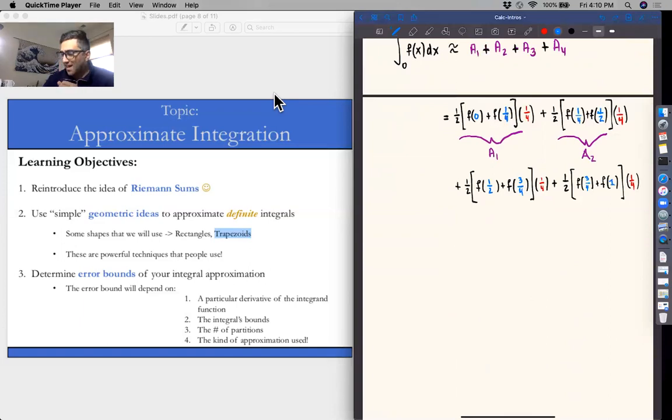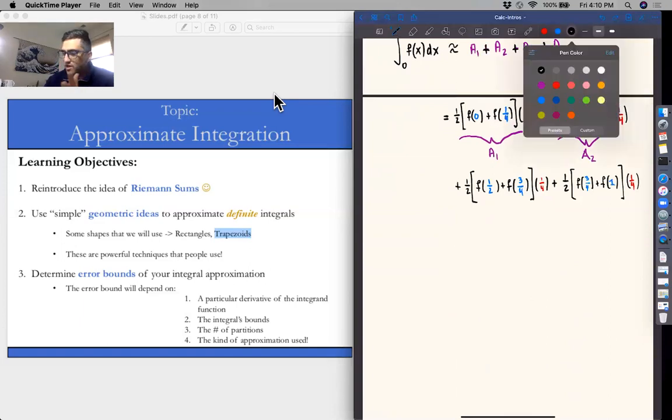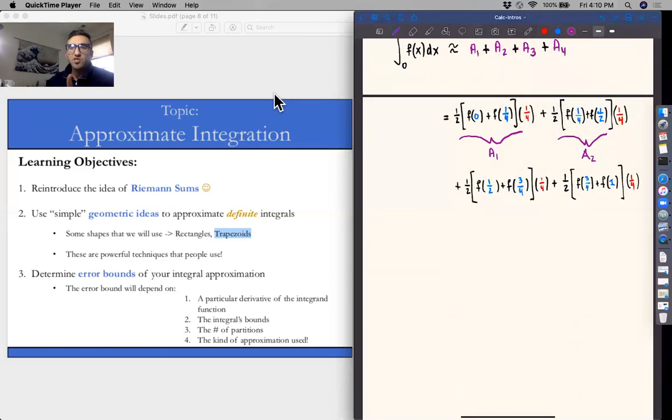And if we just end up doing all of those function evaluations at 0, 1/4, 1/2, 3/4, and 1, plugging them into that formula that we have there, and adding all four of these areas together, we have an approximation of the area under that curve using trapezoid rule.